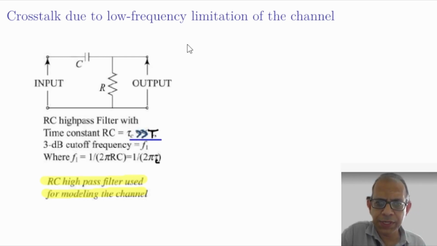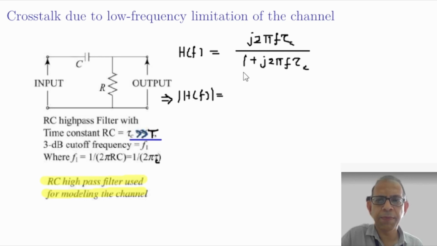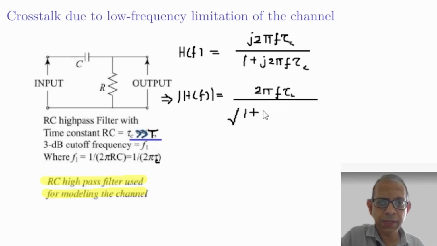The transfer function for this simple circuit can be directly written as j 2 pi f tau C upon 1 plus j 2 pi f tau C, where tau C is the time constant R into C. The corresponding magnitude response mod H of f can be written as 2 pi f tau C upon root of 1 plus 4 pi square f square tau C squared.